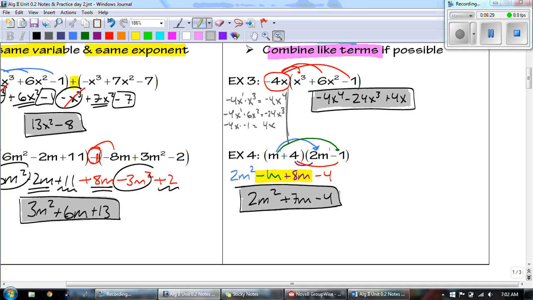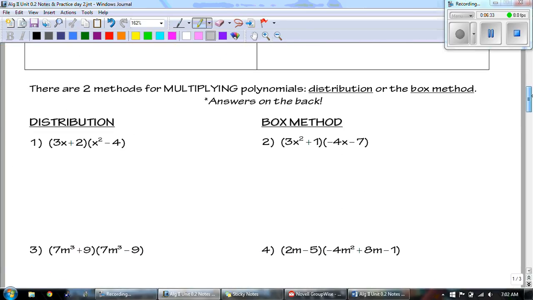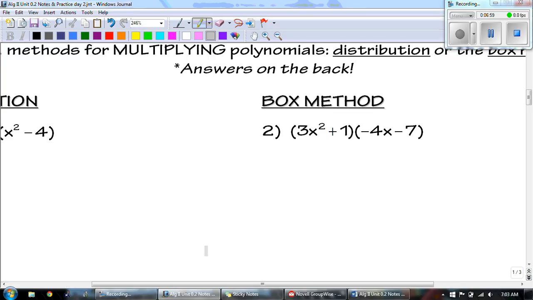So, starting to jog your memories? There are two methods for multiplying polynomials. Distribution is what I did, or the box method. I'm going to show you how to do distribution on 1 and 3. I'm going to show you how to do the box method on 2 and 4. And then when we flip over to 5 and 6, I'm going to do the box method for both of those. Okay, so let's take a look at number 1.